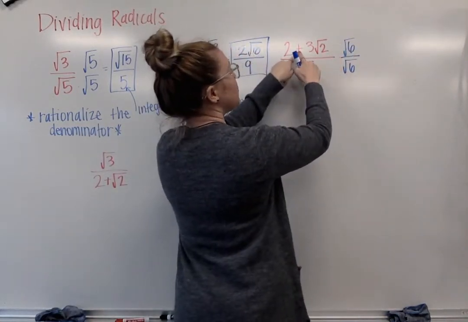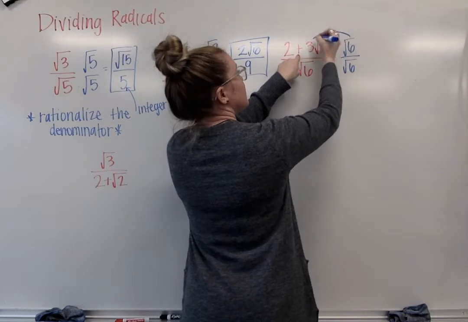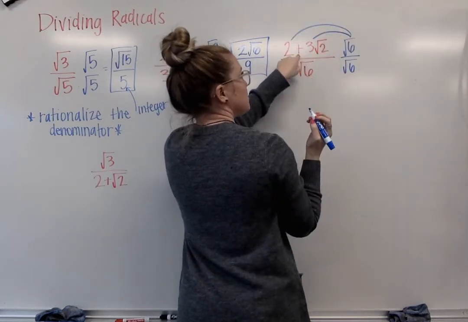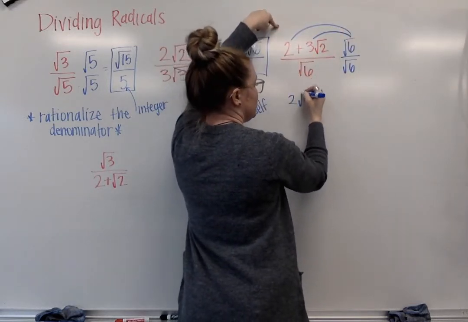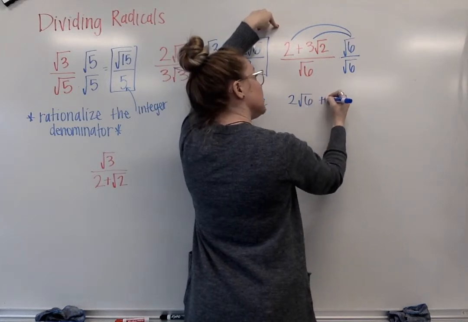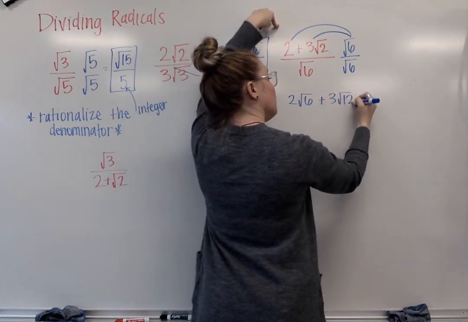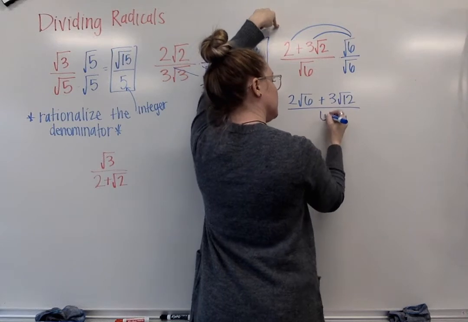Here in the numerator, we have a plus sign. So I'm going to distribute that root 6. So that's going to give me 2 root 6 plus 3 root 12 all over 6.